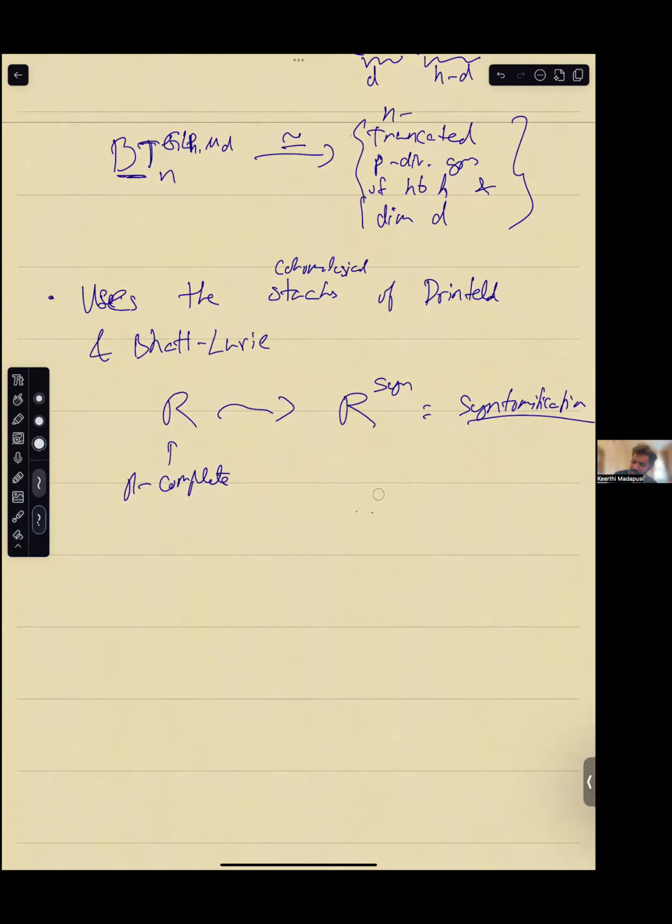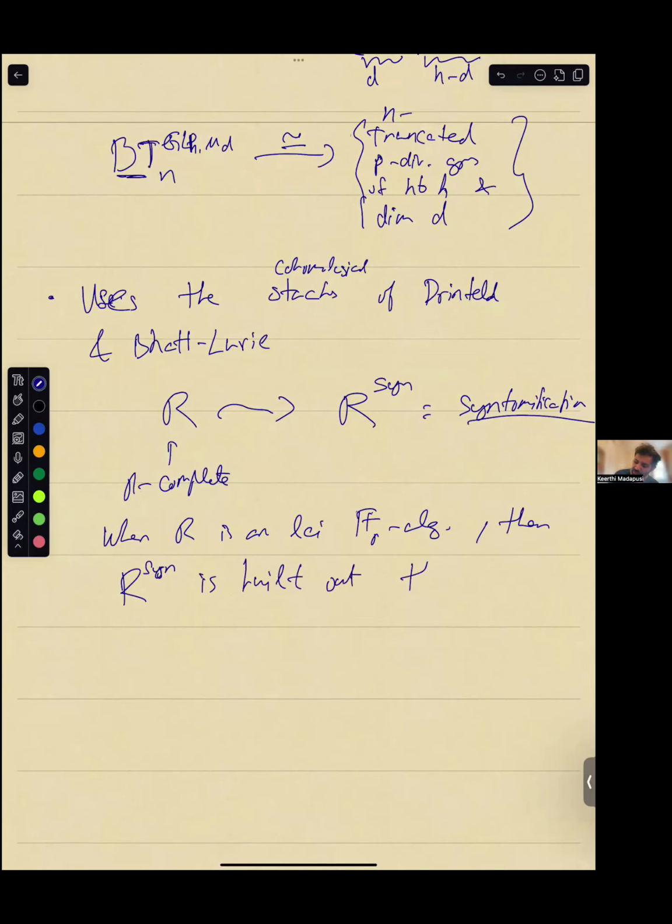So when, let's say, R is an F_p algebra, and let's say even an LCI F_p algebra, then the syntomification of R is built out of, and is determined by and determines, the crystalline cohomology of R, along with its Frobenius and what's called its Nygaard filtration.